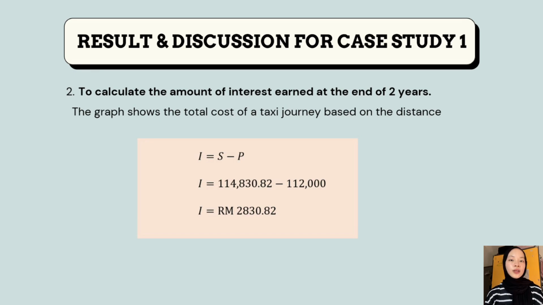Okay, next, we need to calculate the interest earned. So, we use the formula where I is the interest earned, S is the accumulated amount, and P is the principal amount. So, we need to substitute the values into the formula. So we got the total interest earned is RM2,080.82.